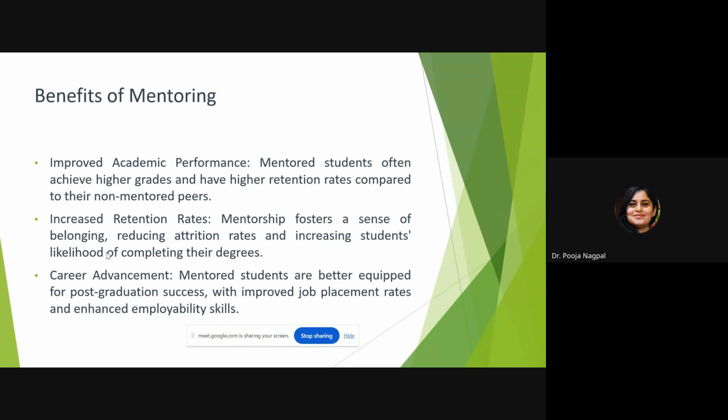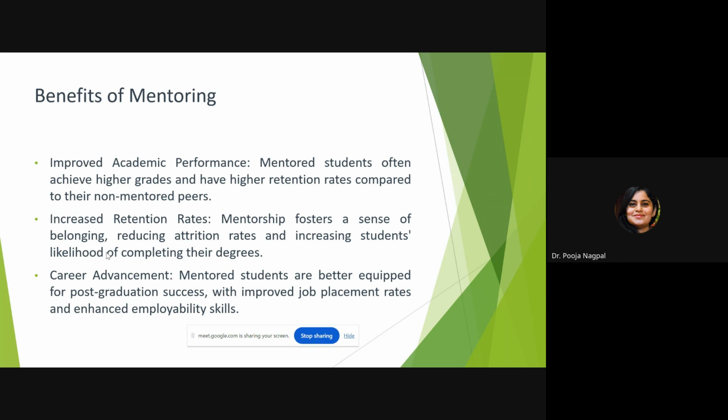So next one is increased retention rates. Mentorship fosters a sense of belonging, reducing attrition rates and increasing students' likelihood of completing their degrees. That is the biggest benefit of mentoring. I have heard that in many institutes, students who are pursuing some course, after one year or even one semester, are supposed to drop it, because there may be some issue. They are not able to handle peer pressure, or they have developed a liking for another course. There may be many reasons, so there are challenges also. But for students who are taking the mentorship program and counseling, the retention rate is increased just because of this mentoring. In this case, you can say that is the biggest benefit of mentoring.